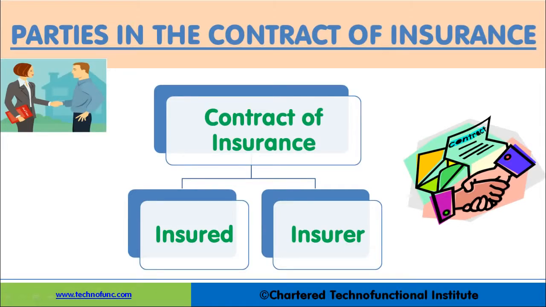The second party in the contract of insurance is the insurer. Insurer or the insurance company agrees to pay for the future financial losses of the insured against a regular payment of premium. The insurance company assumes or accepts the risk of loss and undertakes for a consideration to indemnify the insured or to pay him a certain sum on the happening of a specified contingency or event.